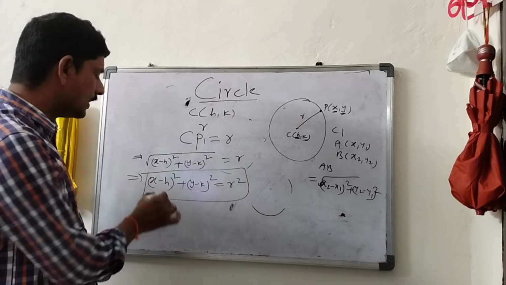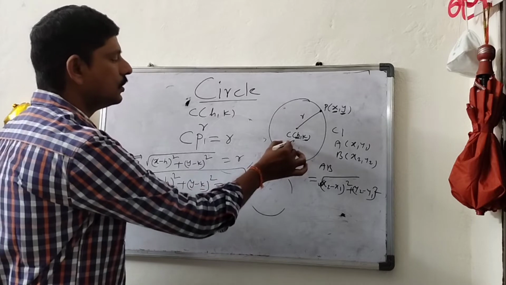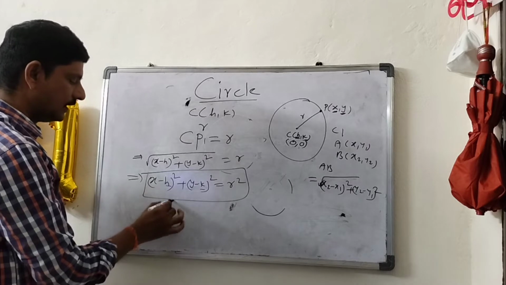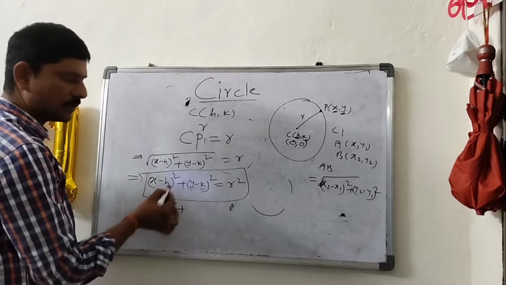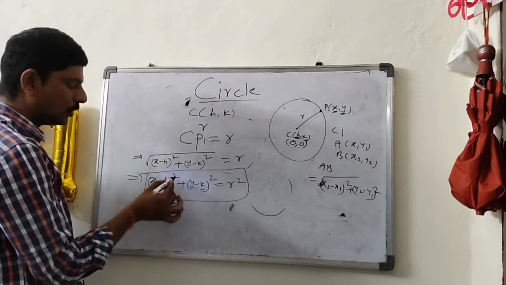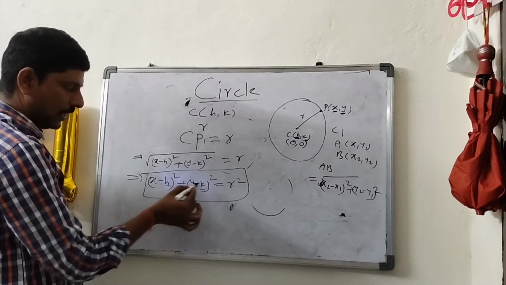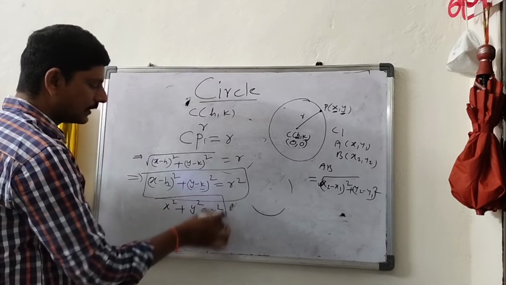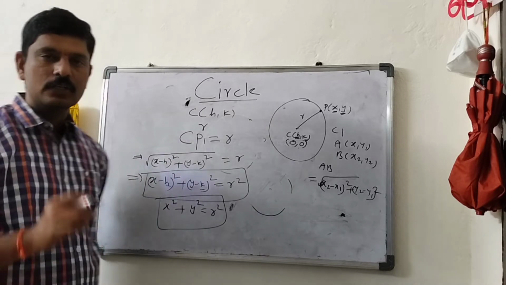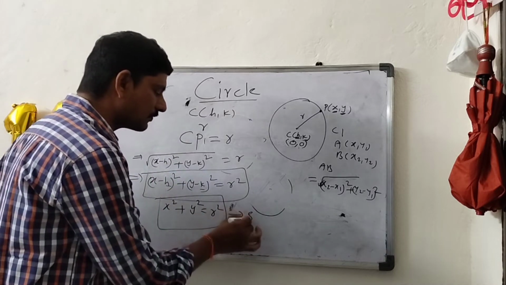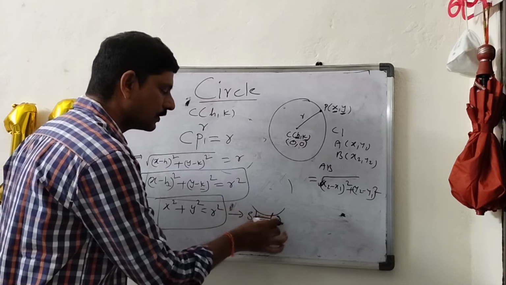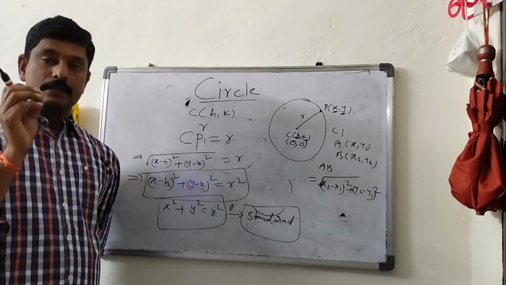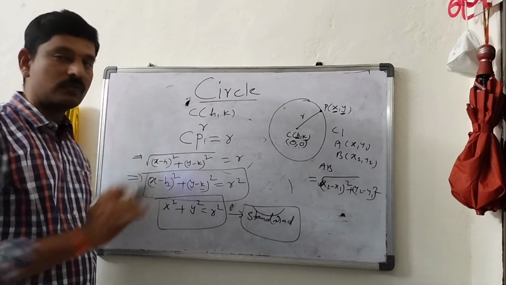Okay students, if we consider the center as (0, 0), then the equation of this circle changes to (x minus 0) whole square, which is nothing but x square, plus (y minus 0) whole square, which is nothing but y square. So x square plus y square equal to r square, which is called the standard form of circle. So the standard form of circle is x square plus y square equal to r square.